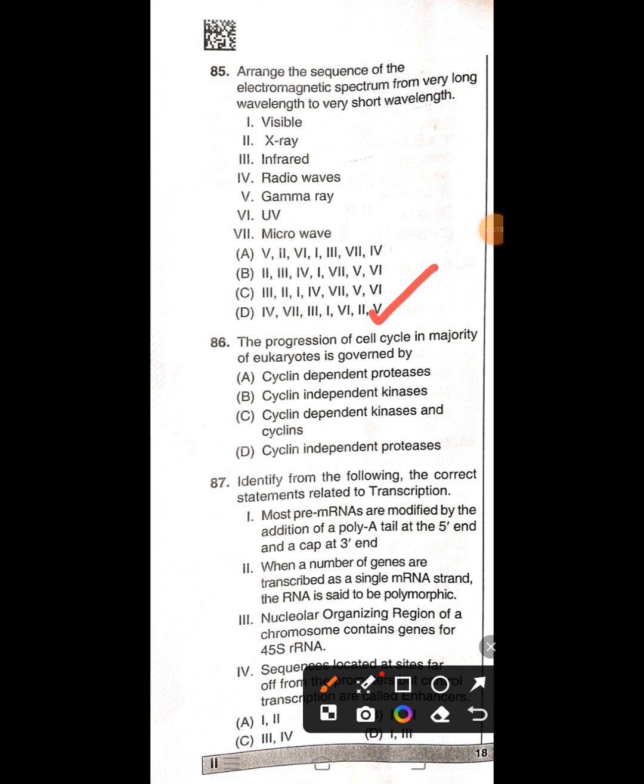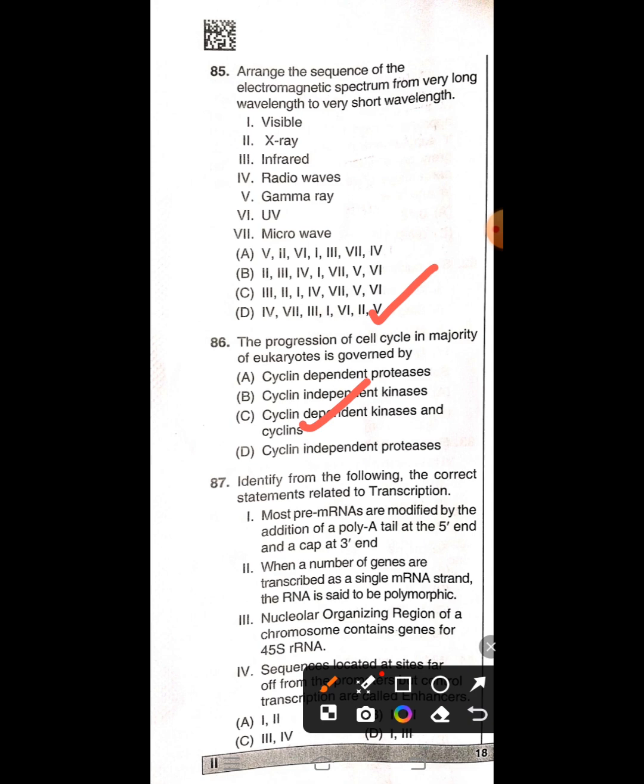The progression of the cell cycle in the majority of eukaryotes is governed by. Options are cyclin dependent proteases, cyclin independent kinases, cyclin dependent kinases, and cyclins. So let's see the correct answer for this. Option C is the correct one. Cyclin dependent kinases and cyclins is the correct option.